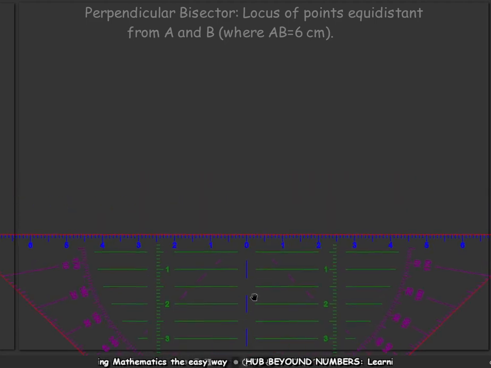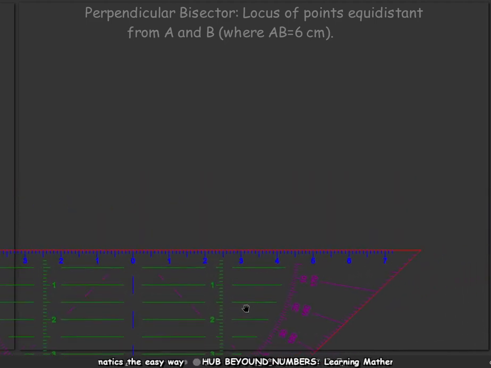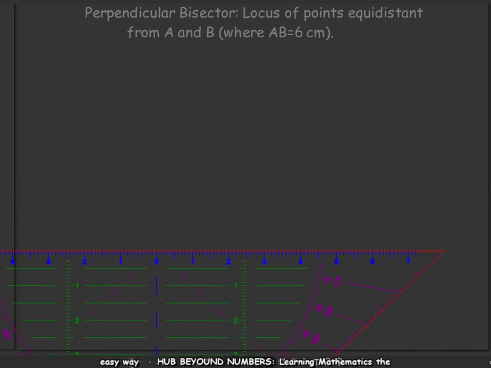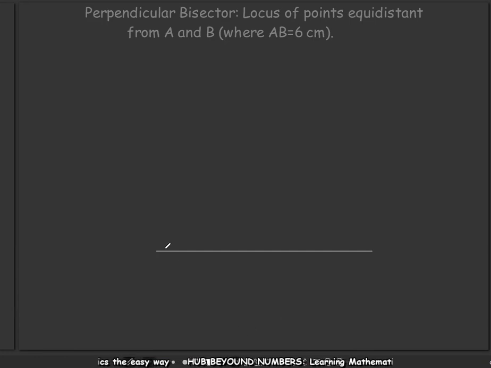Let me use my ruler and draw a 6 centimeter line. Starting from my 0 here, I move all the way to my 6. So this is my 6 centimeter line. I'm naming here my A. This is my A.